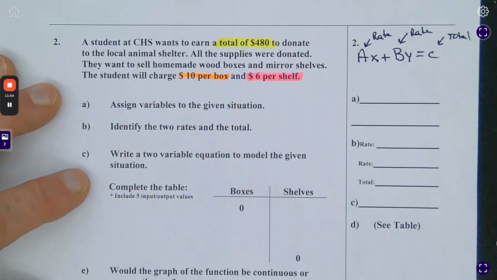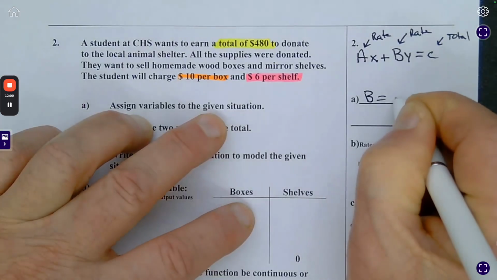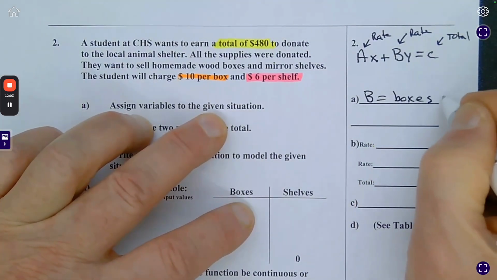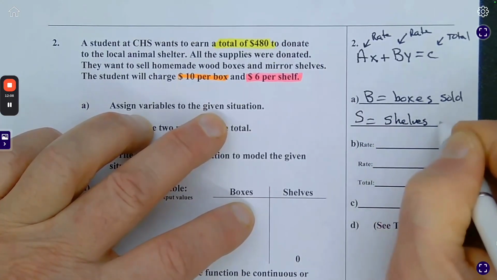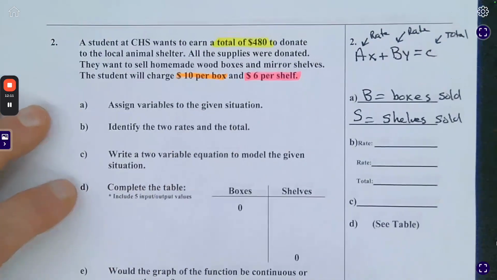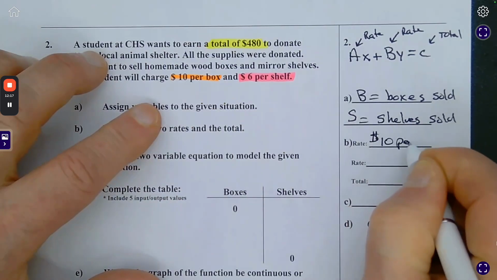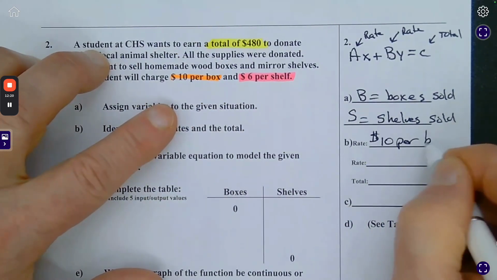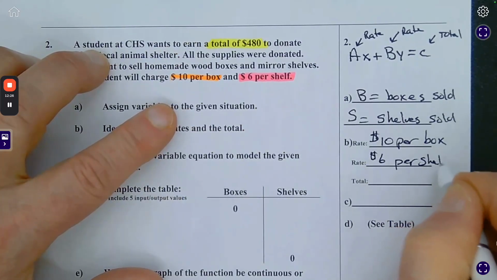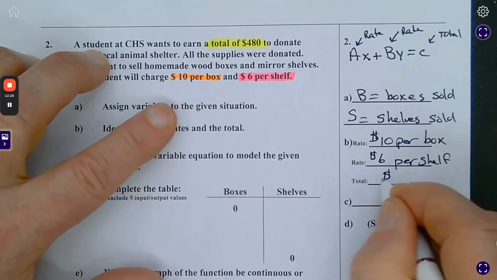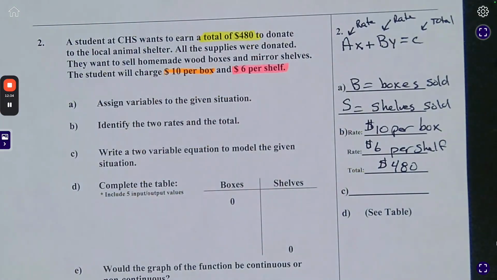Okay, assign variables. Well, I'm going to let B equal boxes, and really it's boxes sold, right? And I'm going to let S equal shelves sold. There it is. The first rate is the rate for boxes. It's $10 per box. Per is the word that tells me it's a rate. And the shelves are $6 per shelf. And then I have a total that I'm going to earn, which is $480. Okay, that's not bad.